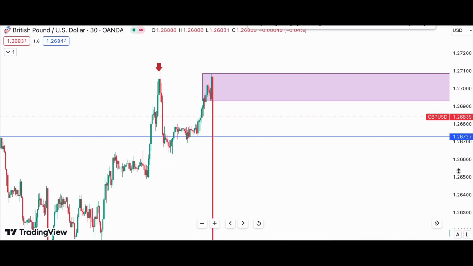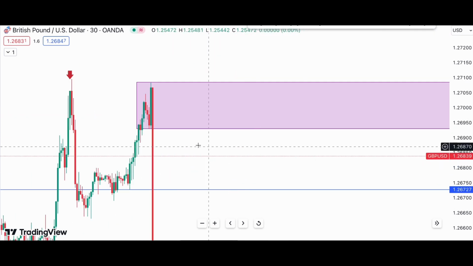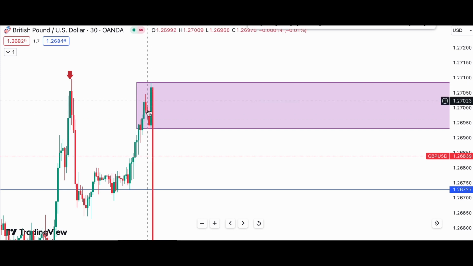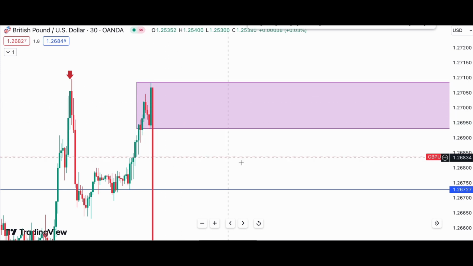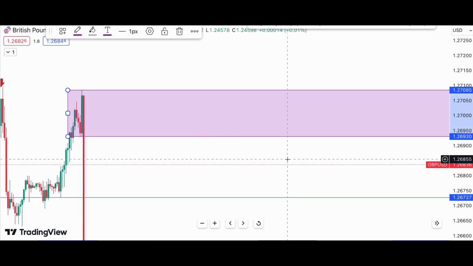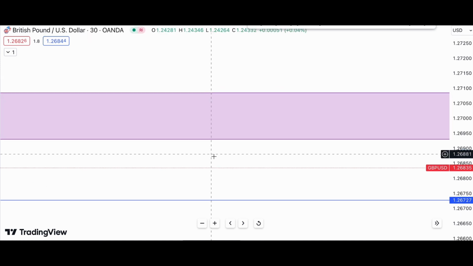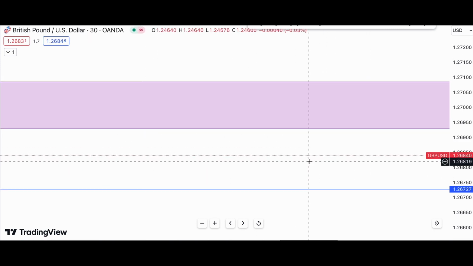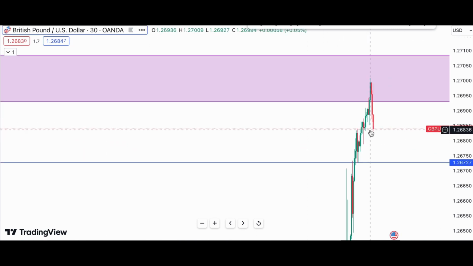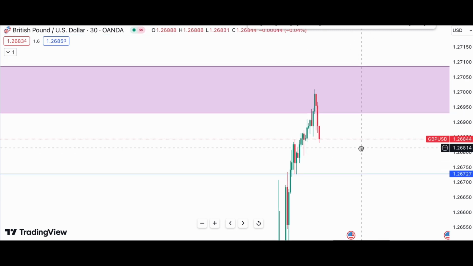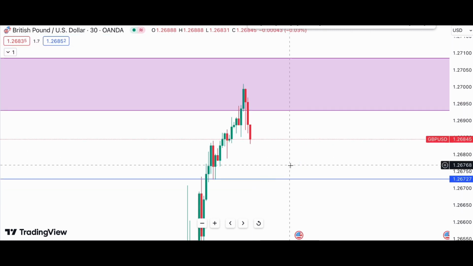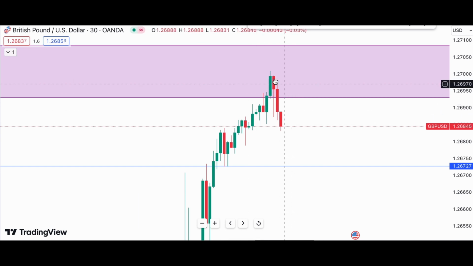Alright, M30 is quite perfect. M30 supply, can you see? Quite perfect. So this zone only costs us around 15 pips. A 15 pips zone, so why not? So the price has a reaction, but here we don't have the confirmation yet. We don't have a strong reversal signal yet, by the way.